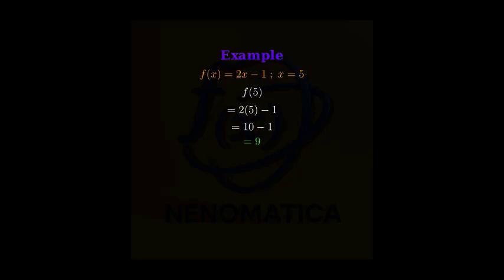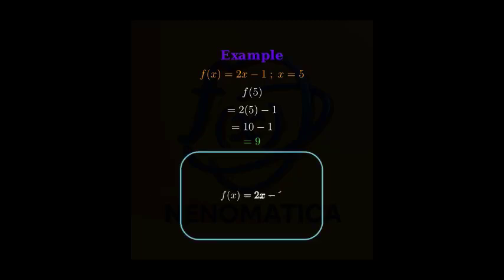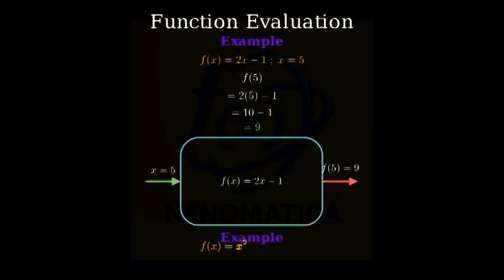Let's visualize what we just did. We have a function machine that takes an input value, applies some operations to it, and produces an output value. In this case, our function is f of x equals 2x minus 1. We input the value 5, and the function multiplies it by 2, and then subtracts 1. The output is 9. Let's move on to our second example.